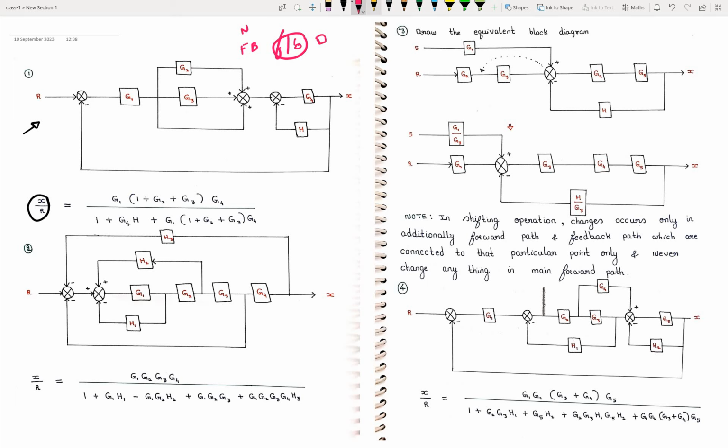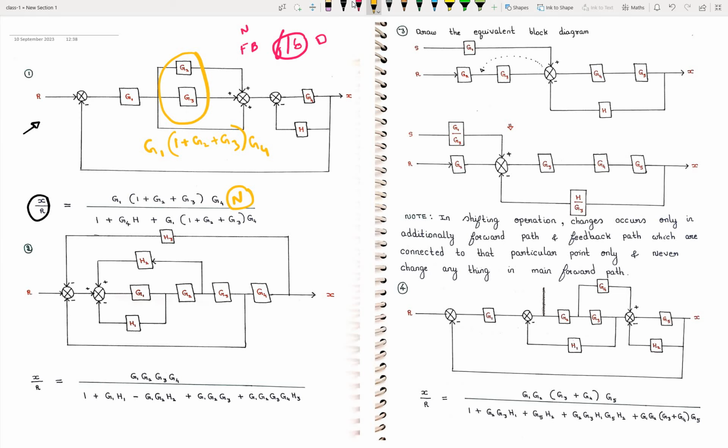For this diagram, the moment you see the question, focus on forward path for writing numerator part. In the forward path here, 3 blocks are added. So the resultant will be 1 plus G2 plus G3. Here we have G1 times G4. So this is what I have written here as the numerator part.